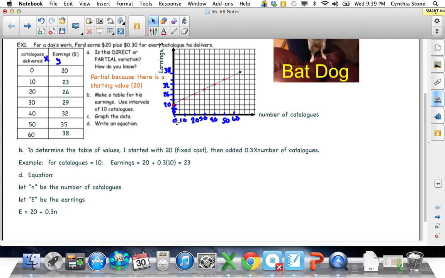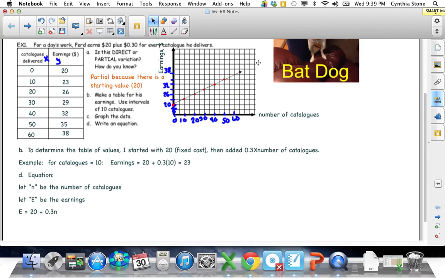And same thing here. For my x-axis, which is always this number on the left, the x, I went up by 10s. And then you can see the little red dots demonstrate the points, and I joined them. Notice that I joined them with a dotted, not a straight line. And the reason is catalogs fit into the category of things where he's not going to deliver half of a catalog or a quarter of a catalog. He can only drop them off in whole numbers, and so the line should be dotted.